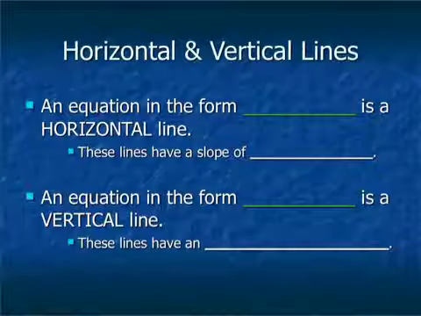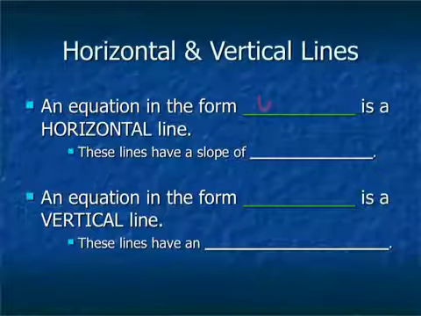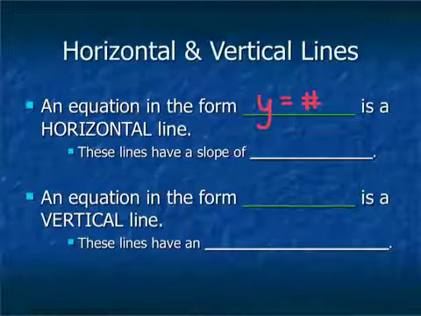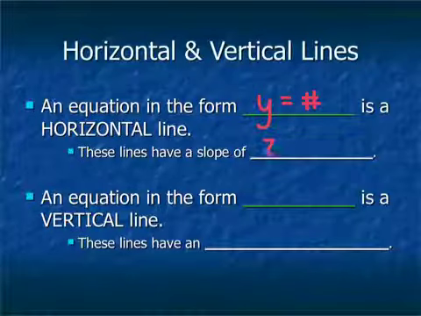Oh, and this is sort of just summing up what we were just talking about a second ago, but we'll go ahead and write this in here. So an equation in the form what becomes a horizontal line? Remember, horizontal lines were the first one we talked about, and that's where it's going to be y equals some number. Okay? And these lines are flat. And remember, slope is a measure of how tilted your line is, or how steep. So if it's not tilted at all, it has a slope of 0.